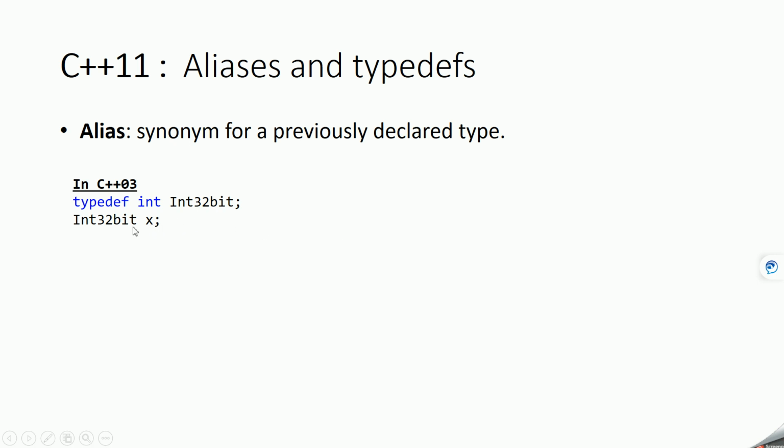Now the same thing in C++11 can be achieved with the help of a keyword called using. So the syntax to create an alias name in C++11 is first we have to give the keyword called using, and the name of the alias name, and then you give the type for which you want to create an alias name. So one example could be here we are creating an alias name for a type called int, and the name of the alias name is int32. Now with the help of this int32 alias name we can create a variable like this.